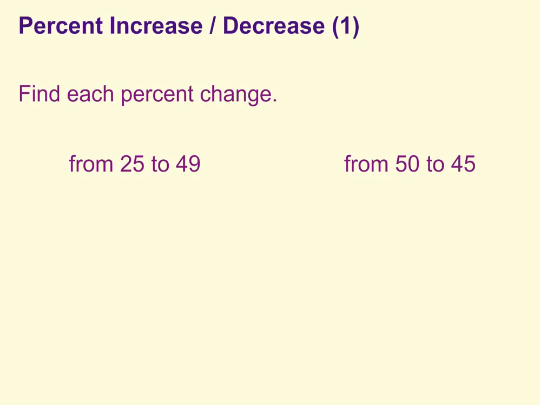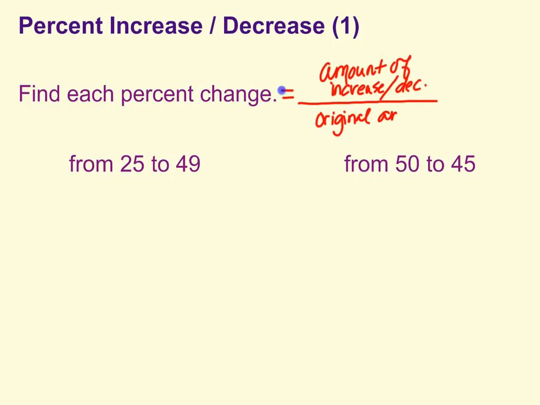To find the percent change, what you do is you take the amount of the increase or decrease, and you divide it by the original amount. Now that looks kind of wordy. It's actually more simple than it looks. To find the amount of increase or decrease, you just use subtraction. So on this part up here, we just subtract our numbers. That'll tell us how much it went up or down by.